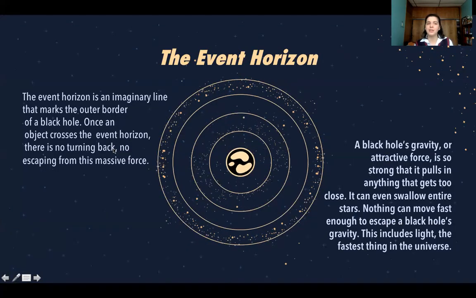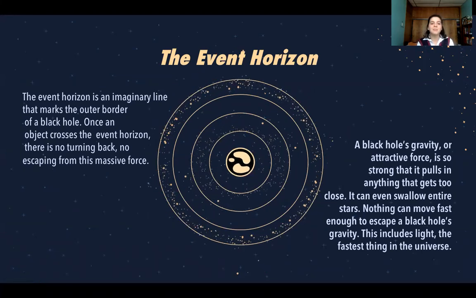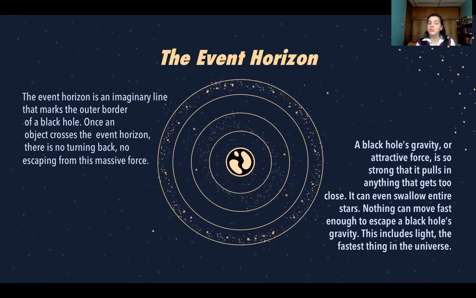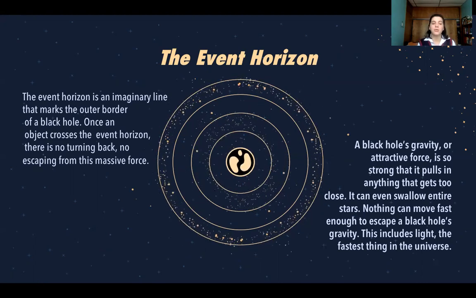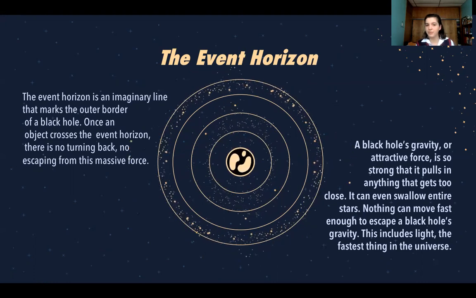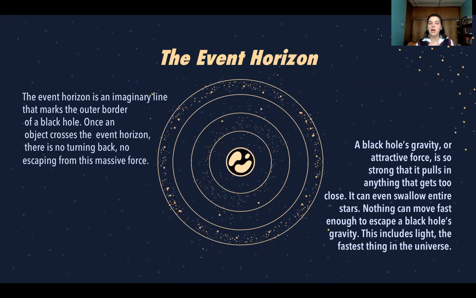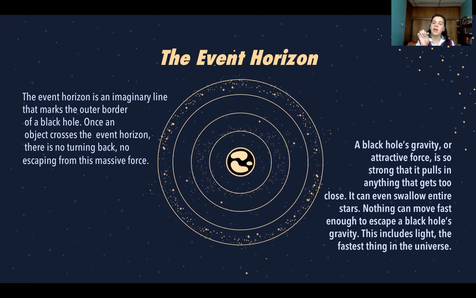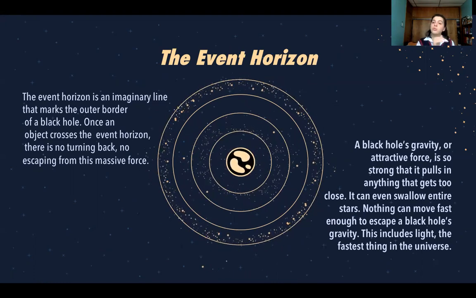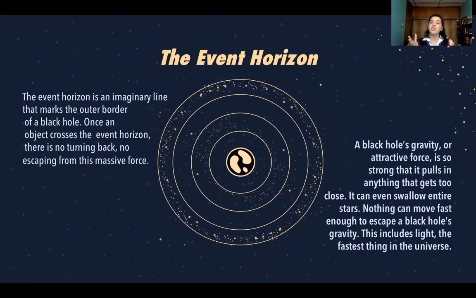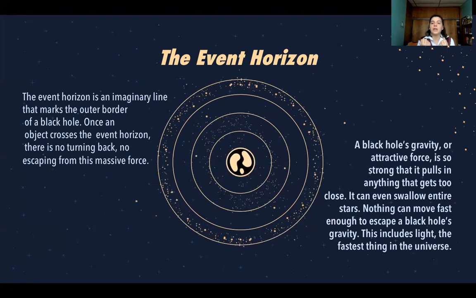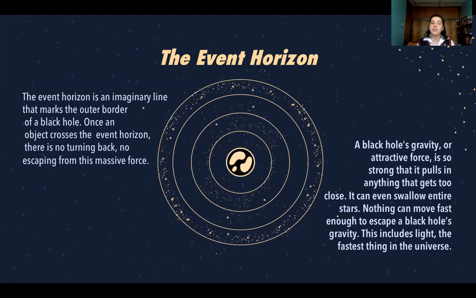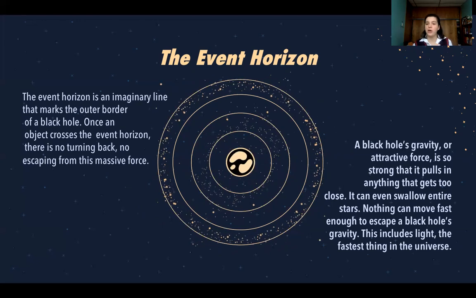So we have the event horizon. The event horizon is an imaginary line that marks the outer border of our black hole. Once an object crosses the event horizon, there is nothing that can turn back, okay? No escaping from this massive force. So let's pretend that in the middle of this image, we have a black hole. All of those lines surrounding it are what we call the event horizon. Once we cross it, there's no turning back. The gravitational pull of that black hole has already grabbed hold of us, and we cannot escape it because we are not fast enough to get out of this trouble.